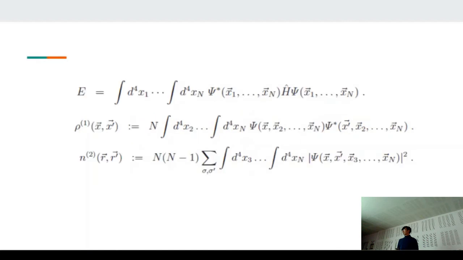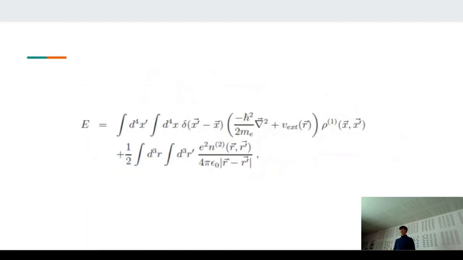So knowing this, and we put it into our energy, we have a slightly longer term. In this case, we make use of the 1 particle density and the 2 particle density here. The 1 particle density is acted on by the external field and the kinetic energy term. The interaction term is acting on the 2 particle density.